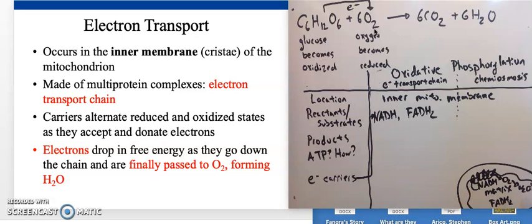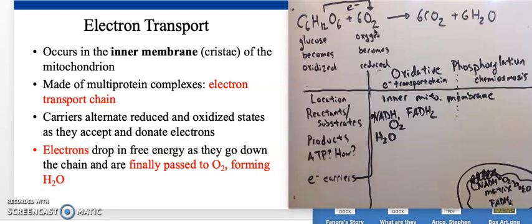Okay. So another reactant that we need in this step is oxygen, because that's where the electrons are going to get passed to. And we're going to make water as a waste product. Now, this is metabolic water, and some desert animals can actually survive on the water that's produced by cellular respiration.